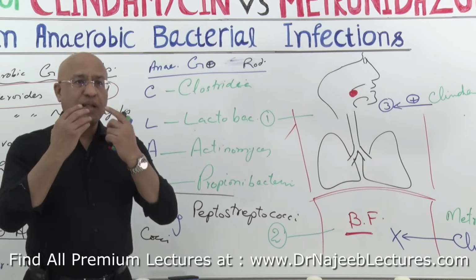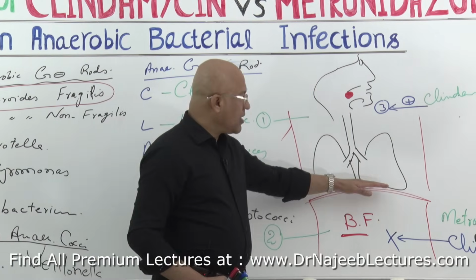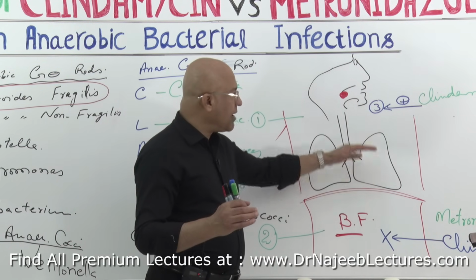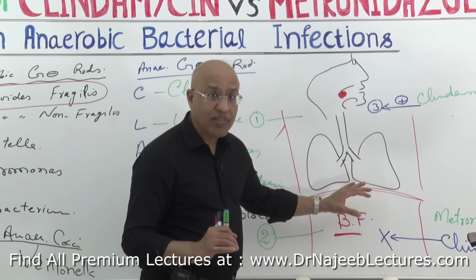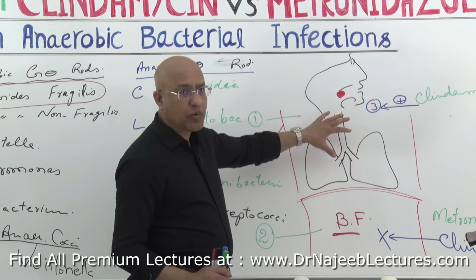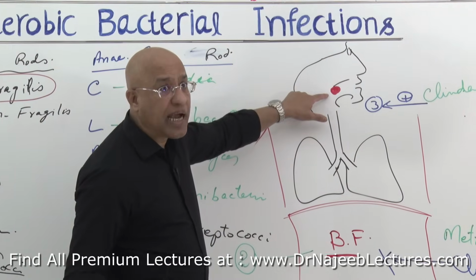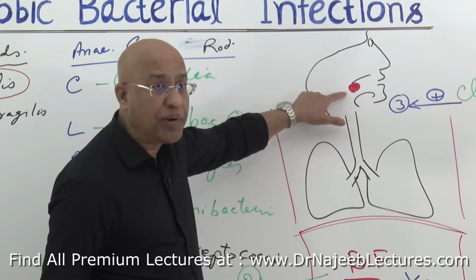For example, first of all, we divide anaerobic infections above the diaphragm and below the diaphragm. Why is this distinction made? Actually, anaerobic infections above the diaphragm are mostly derived from oropharyngeal and aerobic microbiota.